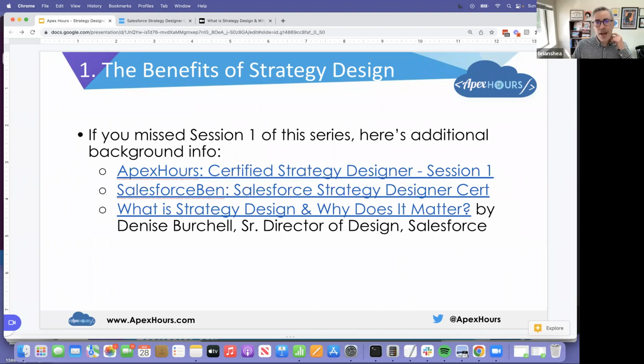So, background information: as I mentioned, that was a quick 15-minute overview of what we talked about yesterday. If you want to learn more about it, I would encourage you to check out the session from yesterday on Apex Hours. Also, I wrote an article for Salesforce Ben on the Salesforce Strategy Designer certification, and yesterday's session was based on that article. So if you want to just look at the article, that's another thing you can do.